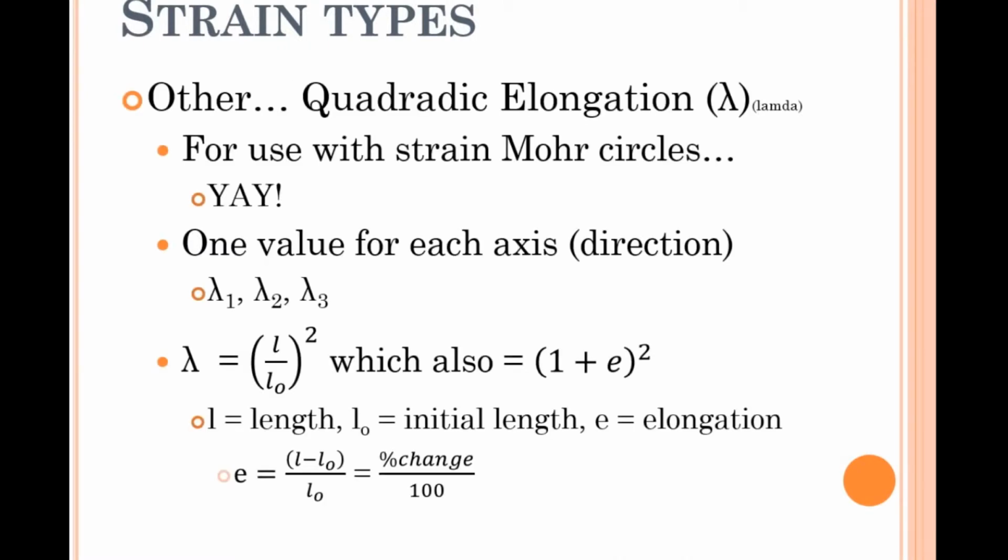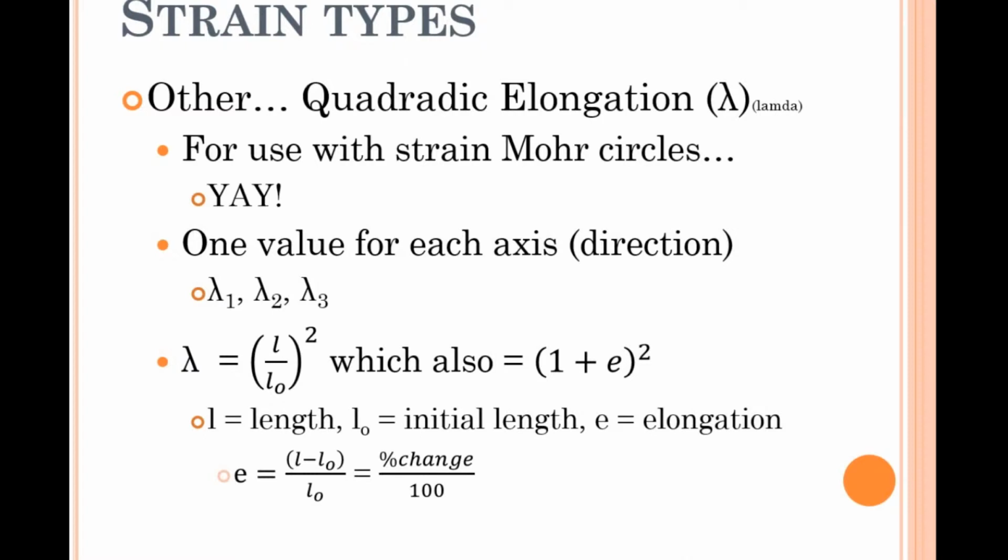The other strain type, which is in the textbook, although I don't think it was talked about in lecture because we were going to talk about it today, is called quadratic elongation. This gets lambda as the symbol instead of E. This is specifically for use in Mohr circles. We do lambda 1, 2, and 3, kind of like E 1, 2, and 3 for the elongation in different directions of the ellipse.